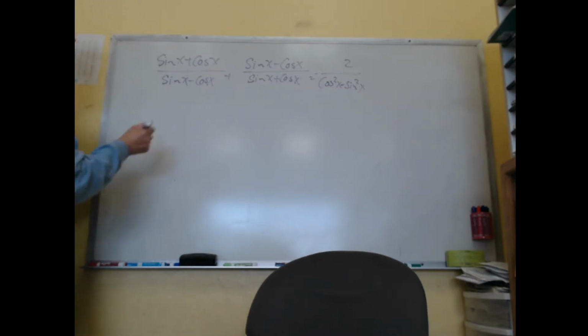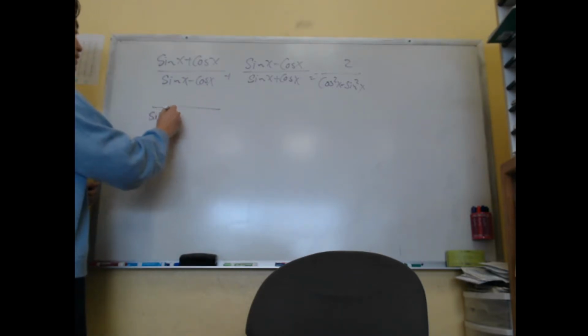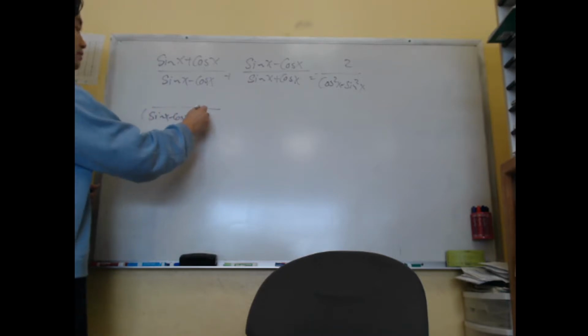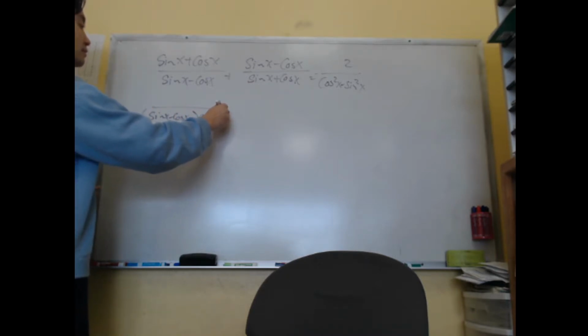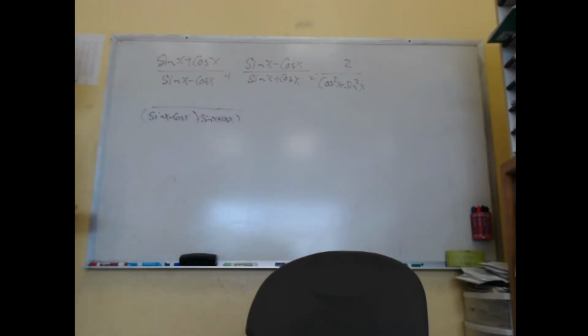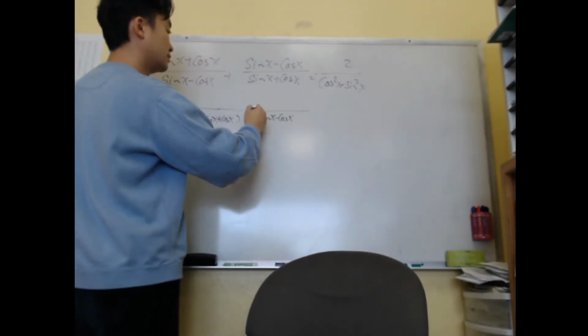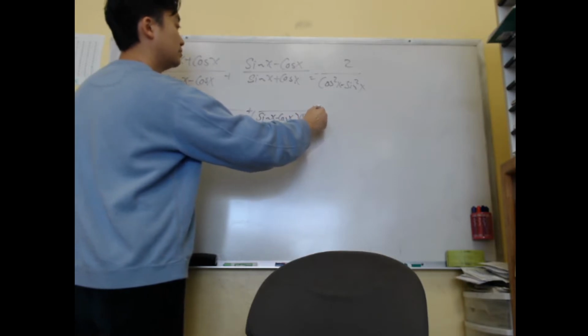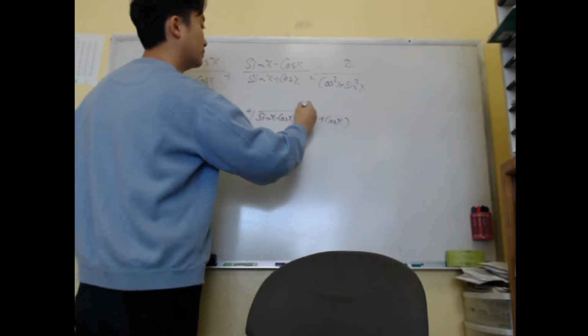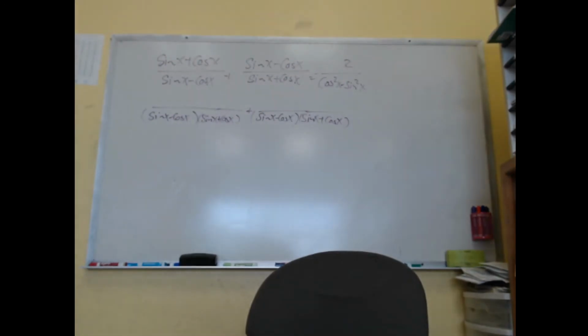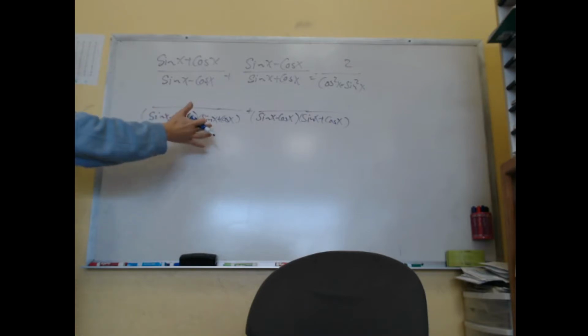So sine x minus cosine x and sine x plus cosine x. Both of them. So is anything missing here, top and bottom, in order to go from the original binomial to the product of the binomials?